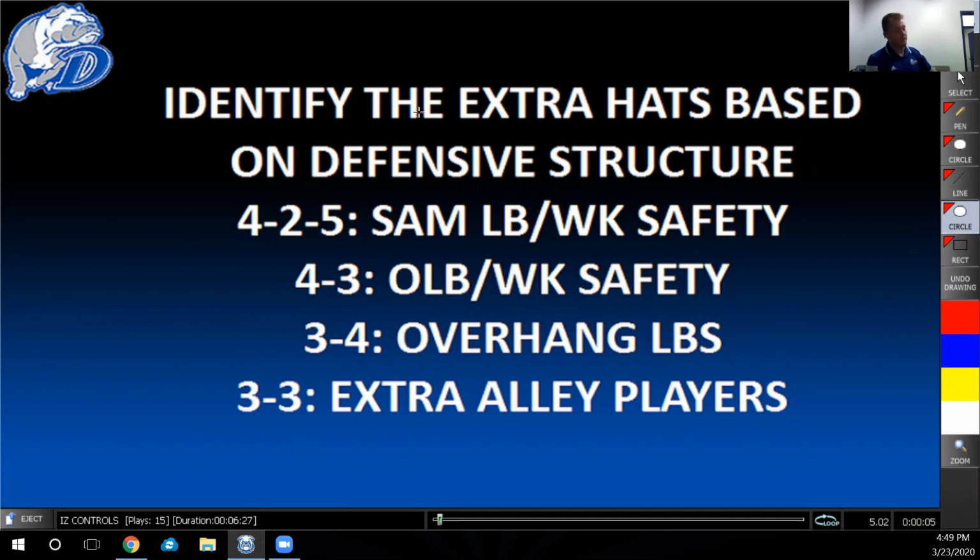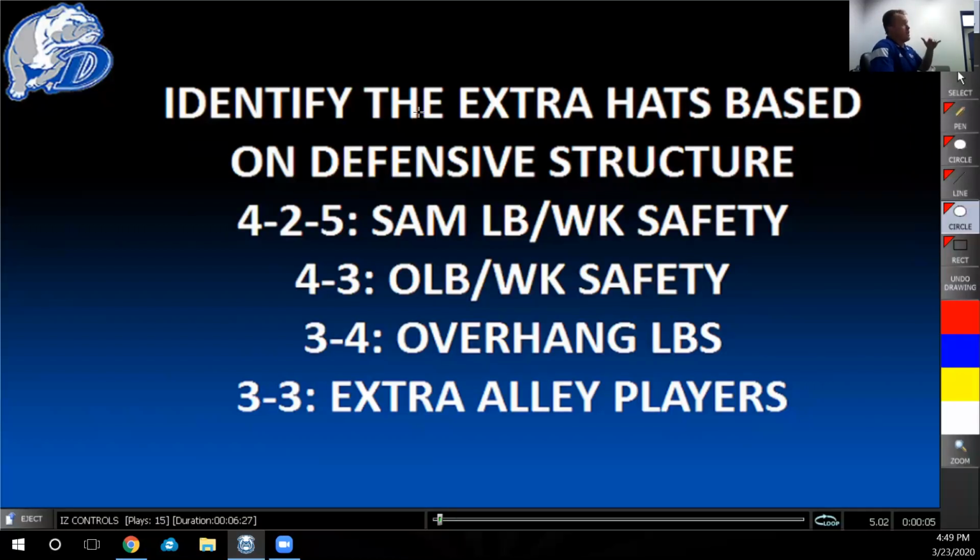So, are they extra run fitters or not? I don't know how you identify that, but they are the key in my mind to game planning against a 3-4 team, and especially a team that's going to play in a tight front. And we'll get into how I attack some of that in a little bit here.